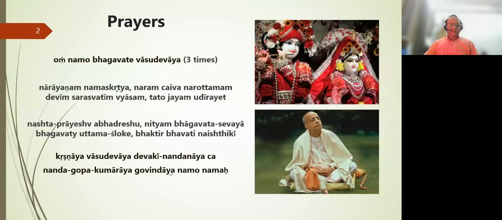We will start with some prayers. Om Namo Bhagavate Vasudevaya. Om Namo Bhagavate Vasudevaya. Om Namo Bhagavate Vasudevaya. Narayanam Namaskritya Naram Chaiva Narottamam Devim Saraswatim Vyasam Tato Jayam Udirayet. Nashtaprayeshva Bhadreshu Nityam Bhagavat Sevaya Bhagavatyuttama Shloke Bhaktir Bhavati Naishtiki. Krishnaya Vasudevaya Devaki Nandanaya Cha, Nanda Gopa Kumaraya Govindaya Namo Namaha.